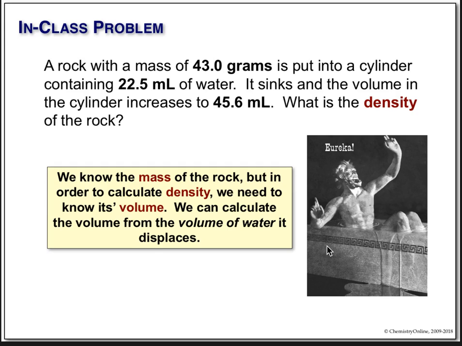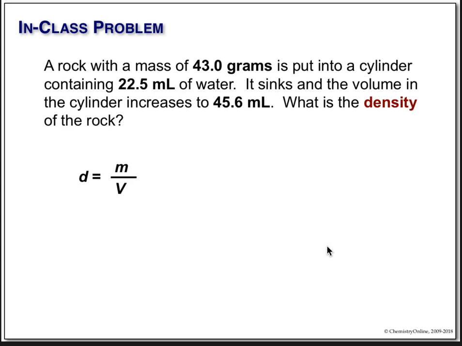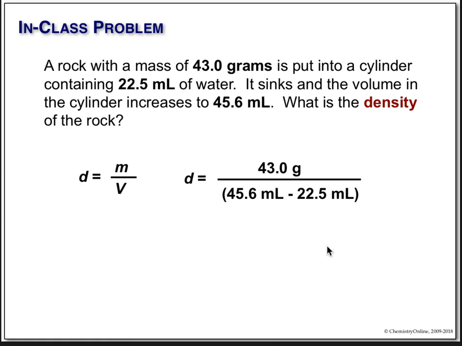Basically, his volume was displacing the water to an equal volume. So by adding our rock to our cylinder, and we know the initial and the final reading, the difference of that is the volume of the rock. So, mass divided by volume. Here's our volume of the rock, the initial and final measurements, and here's its mass. Do the subtraction, do our simple division.